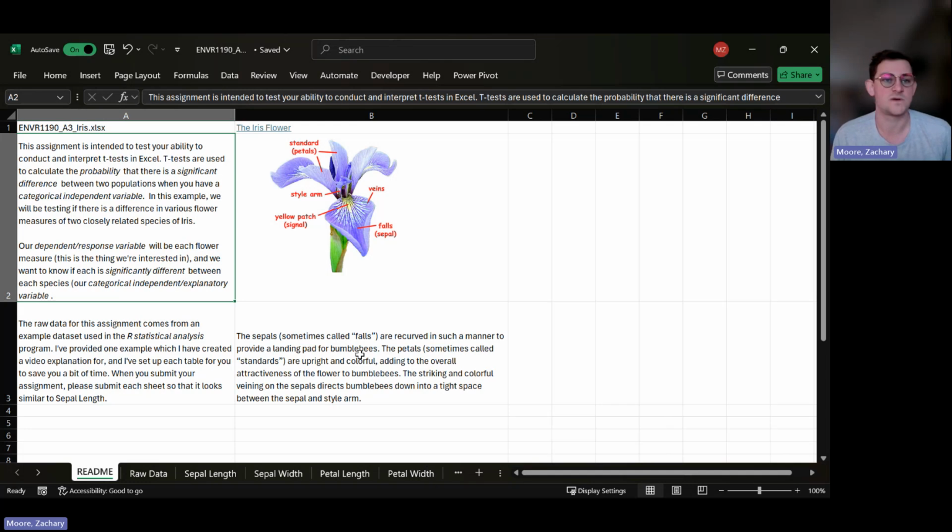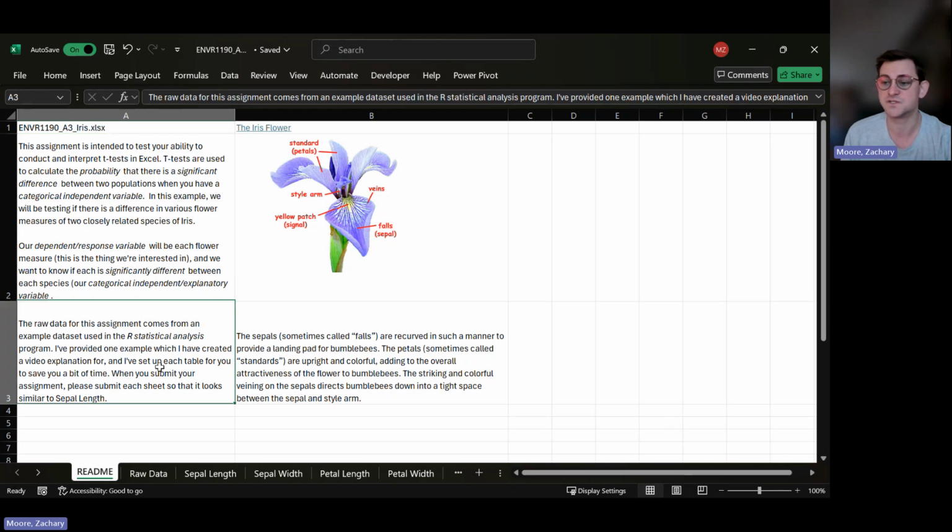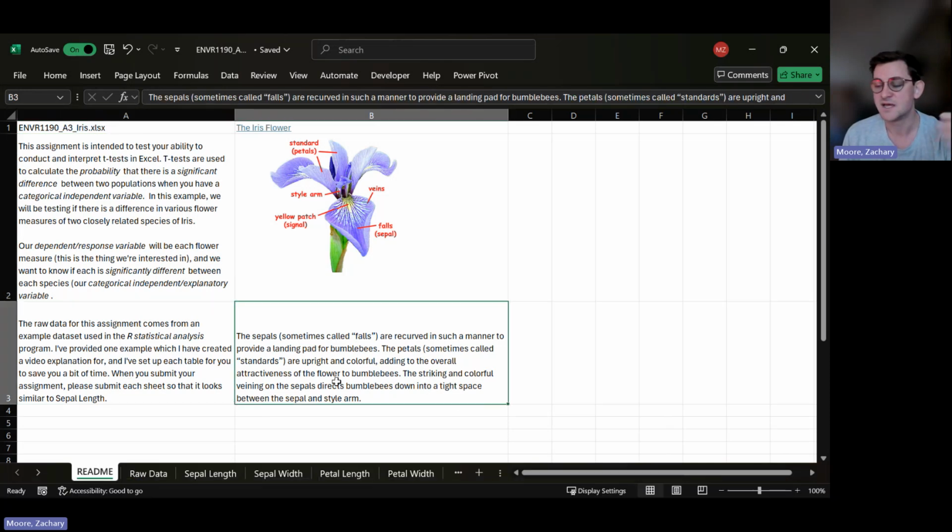And so in this example that we're using for assignment 3, I got this raw data from an example data set that's present in R statistical analysis, which is a programming language that you can use to do a bunch of really cool stat stuff. If you're interested in that, come talk to me and we can chat about it. We're not going to get into it in this class because it's a little bit above and beyond, but it is a really cool tool that I can talk for hours about.